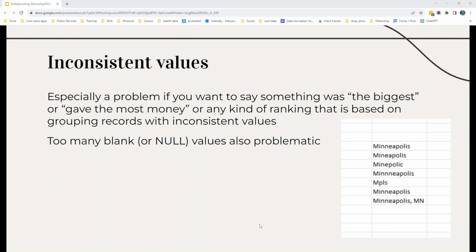The other thing might be if there are too many blank or null values in a particular column. For example, I worked with a data set in Kansas looking at leaking underground storage tanks, and there was a field that indicated the reason for the leak. I was really excited about this because this was a key part of my analysis. I wanted to see what these leaks were being caused by, and I thought this will be great.